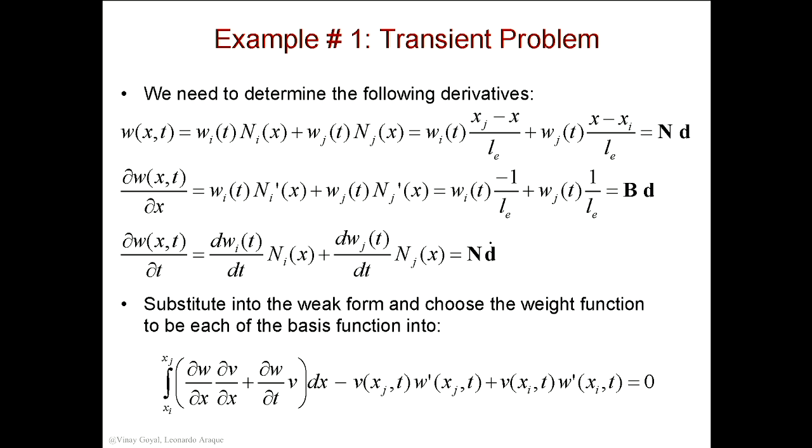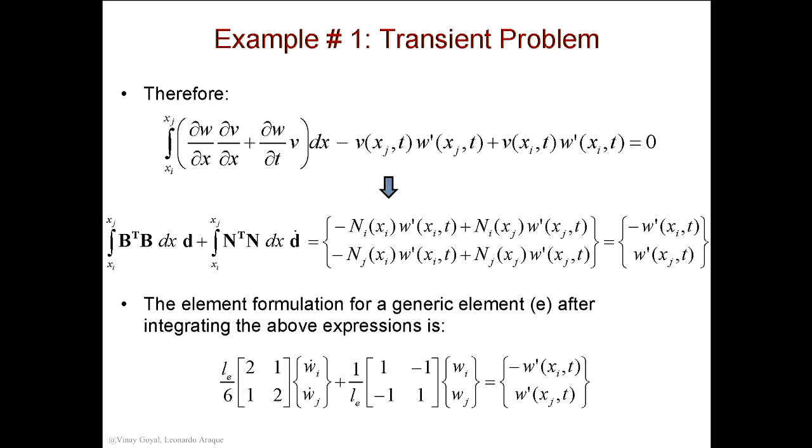Okay. I'll select V. I'm going to select V here. And again, another error, it is not a function of time. I'll select V to be the basis functions. Okay. And so if I do that, I get for the derivative of W with respect to x, that was basically B bold times d. I select for V, I selected the N bold, right? Transpose. So the derivative of that gives me B transpose bold.